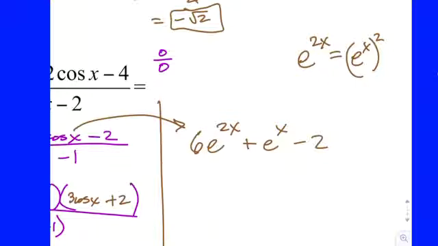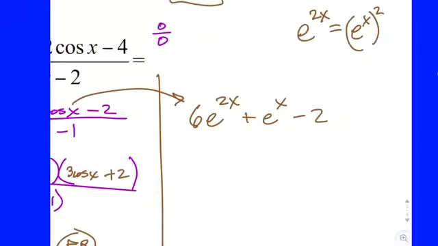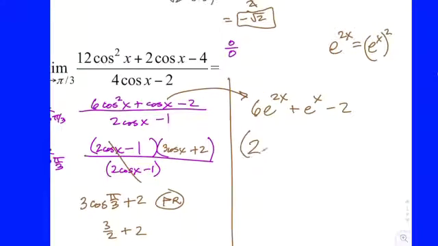By the way, e to the 2x is the same as e to the x quantity squared, because when you raise a power to a power, you multiply. So it's a squared term. So that would factor also very similarly into 2 e to the x minus 1 times 3 e to the x plus 2.